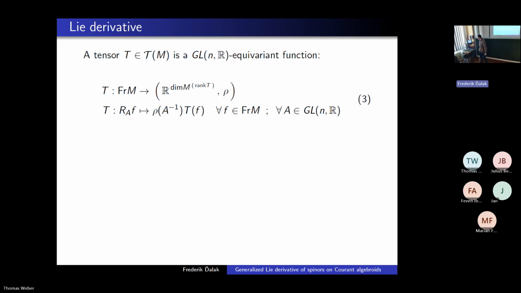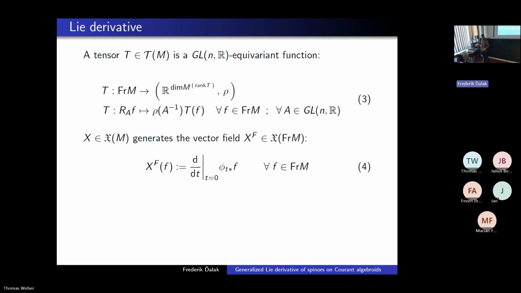And now, if you want to compute the Lie derivative of the tensor field in this language, what you can do is construct a lift of the vector field from the underlying manifold to obtain a vector field on the total space of the frame bundle, which I call X^F, the lifted vector field.